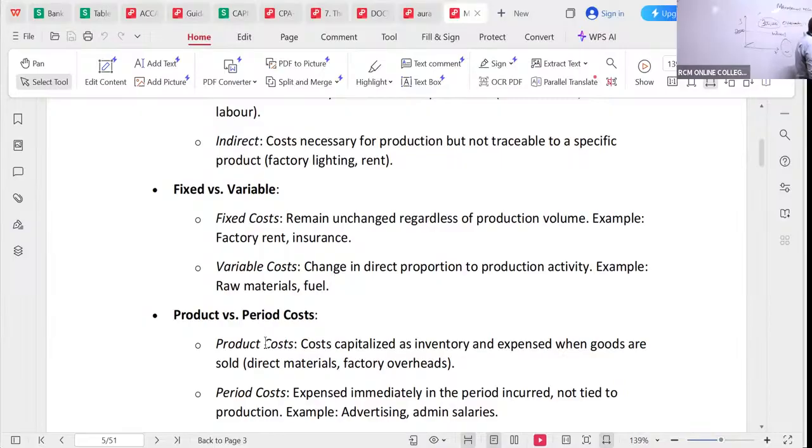I will start by reading period costs. Period costs are expensed immediately in the period they are incurred. They are not tied to production. Examples are advertisement and administration salaries. Product costs are costs that are capitalized as inventory and expensed when goods are sold, like direct materials and factory overheads.